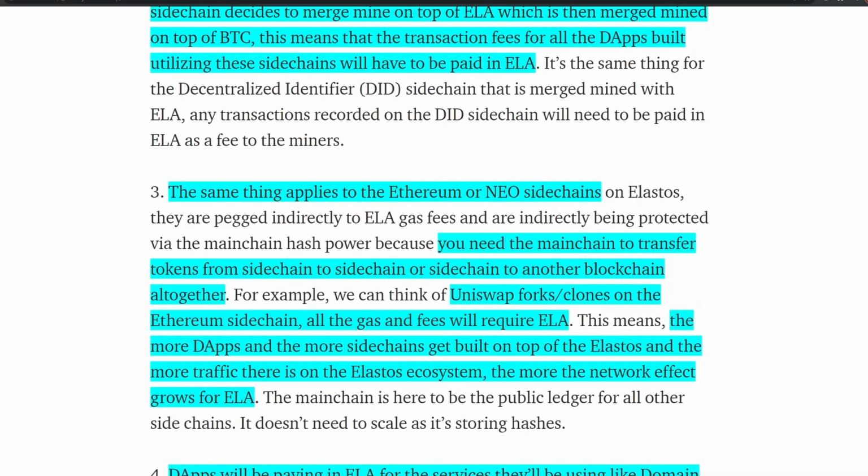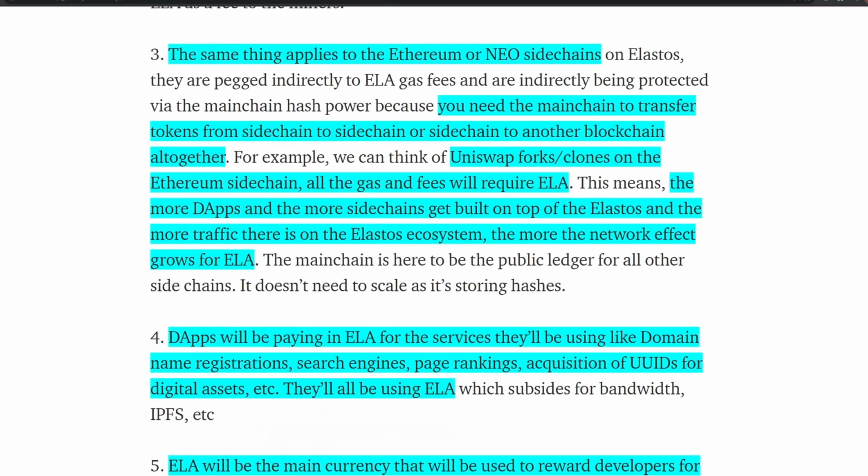The same thing applies to the Ethereum or Neo sidechains. You need the main chain to transfer tokens from sidechain to sidechain or sidechain to another blockchain altogether. For example, you have the Uniswap forks or clones on the Ethereum sidechain, and all the gas fees will require ELA for those, Uniswap or shadow tokens, anything like that, which I'm about to get into, right?